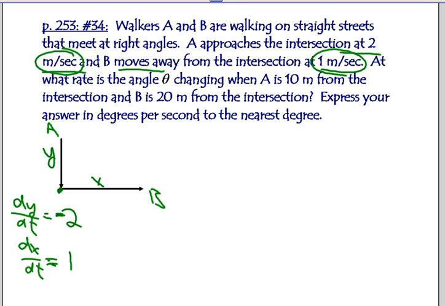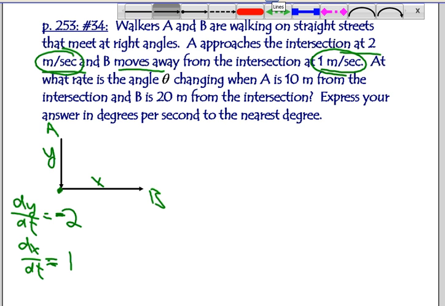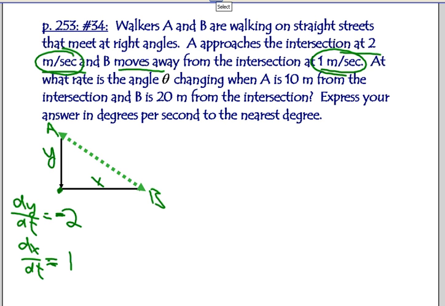All right, at what rate is the angle theta changing? And again, we have to look in the book for the picture, but for the angle theta, they complete our triangle here. They draw a line in here for our triangle. And the angle theta, they're talking about the line of sight from the horizontal walker B looking up at walker A. But that's the angle theta that we're talking about. So they'd like to know d theta/dt, that'll be our question, when A is 10 meters from the intersection.